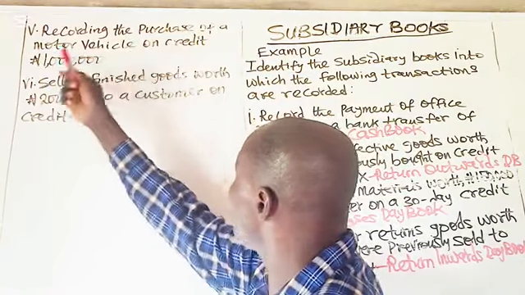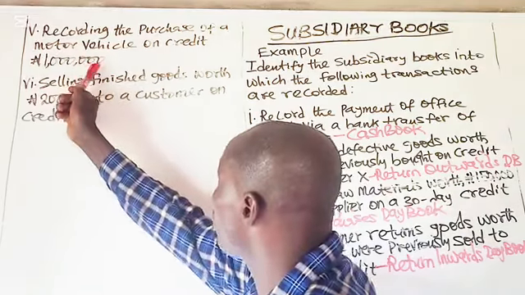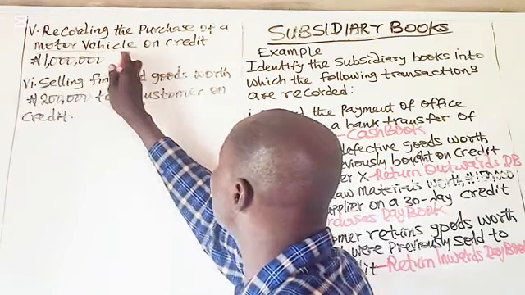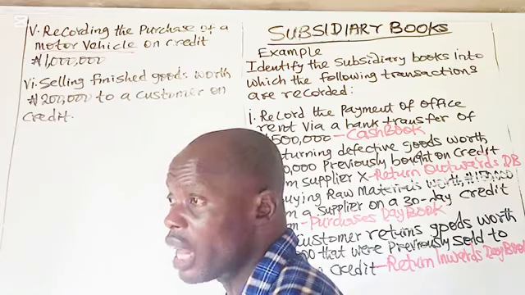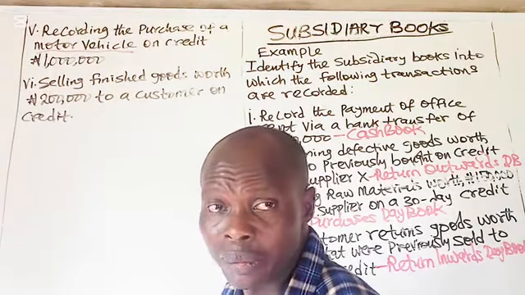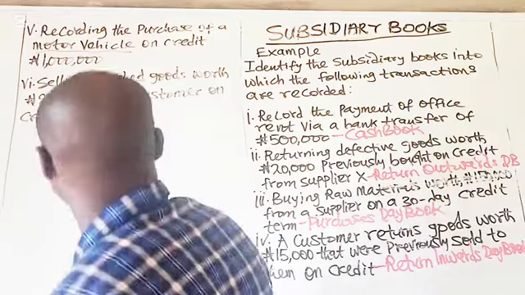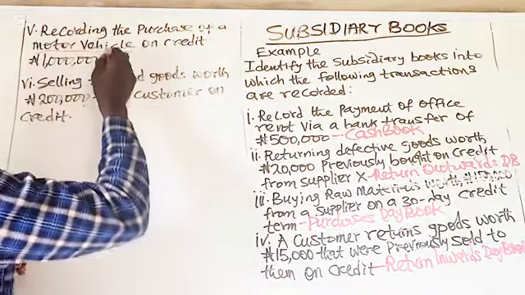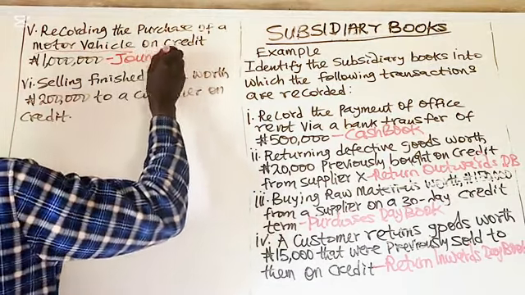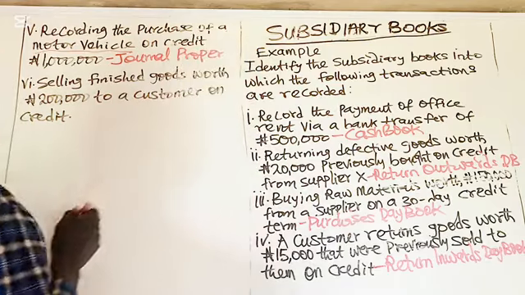Number 5. Recording the purchase of a motor vehicle on credit, 1 million. This is a purchase of an asset. A motor vehicle is a non-current asset. And I've told you that the journal proper records the acquisition and disposal of a non-current asset on credit. Therefore, this goes into journal proper or general journal.